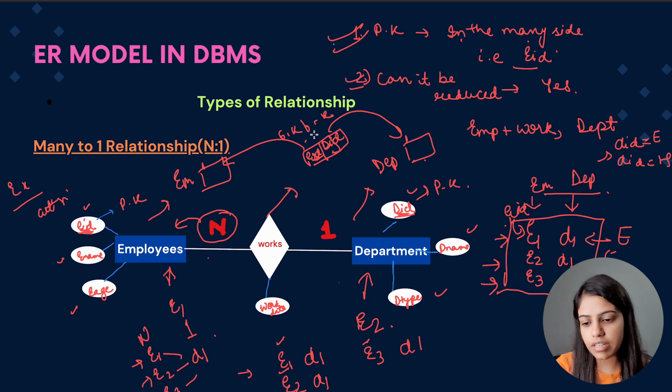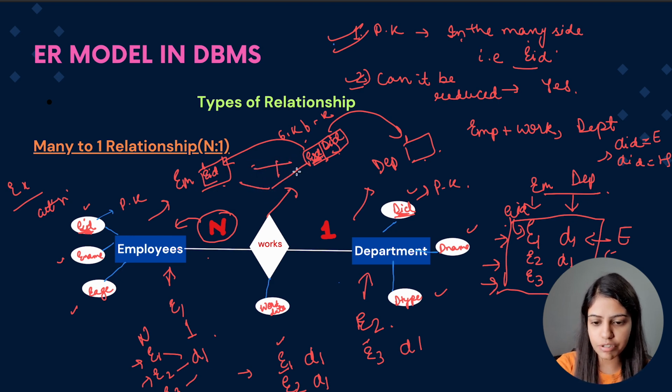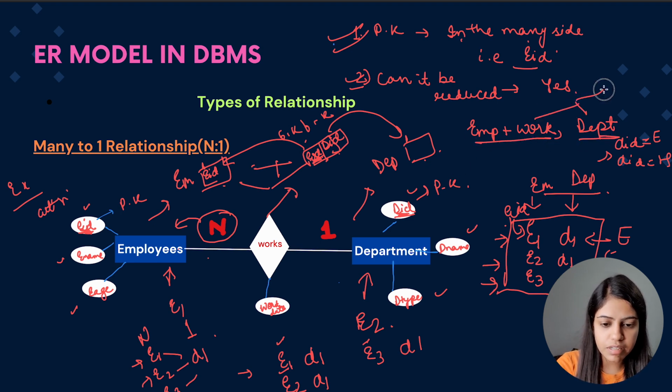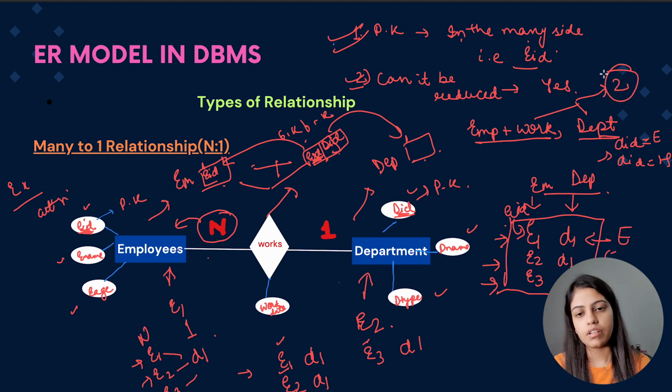Now the second question is that there would be three tables. Can we reduce these three tables? Again the answer is yes, we can reduce the three tables, because EID is the primary key here and EID is also the primary key here. So two tables are having the same primary key, so we would just combine these two tables. We would combine the employee and works, and department would be one table. So now three tables are reduced to two tables. So this is all about many-to-one relationship.